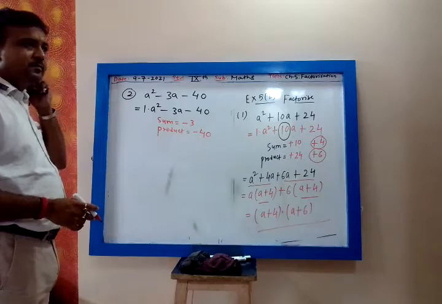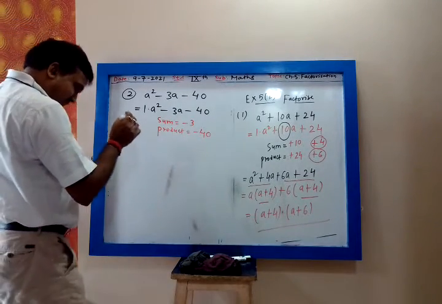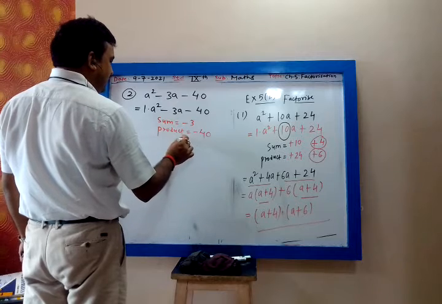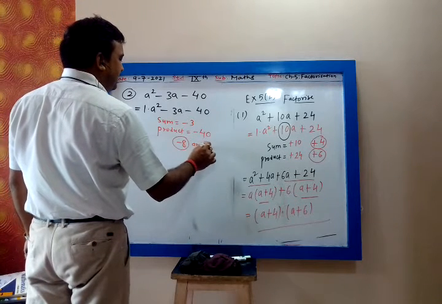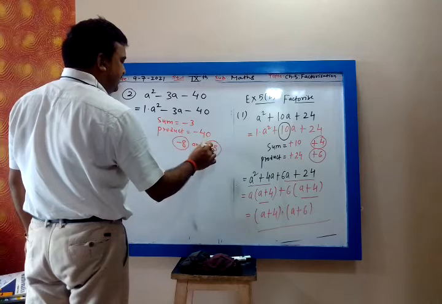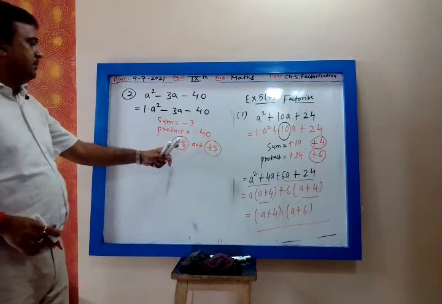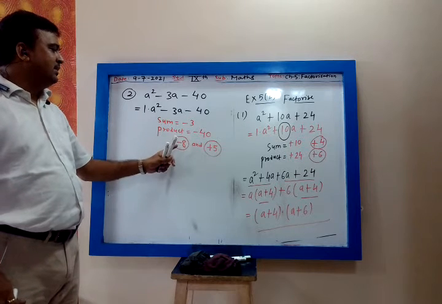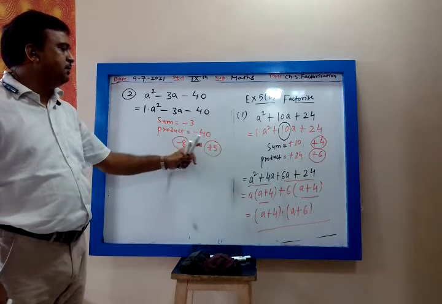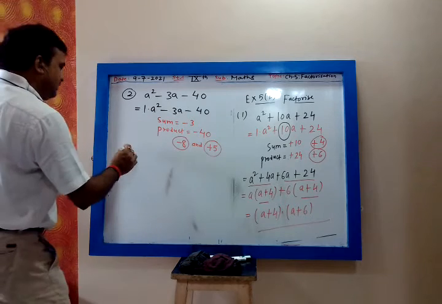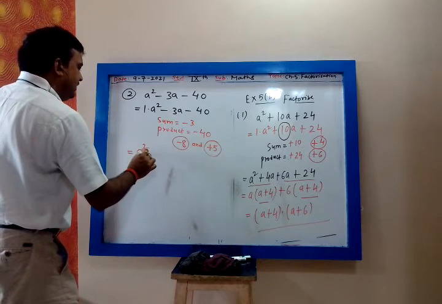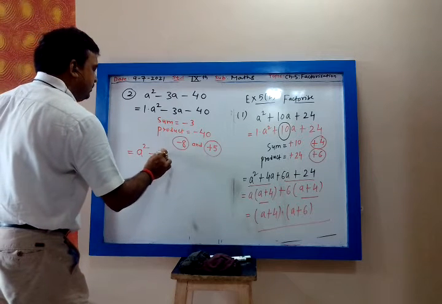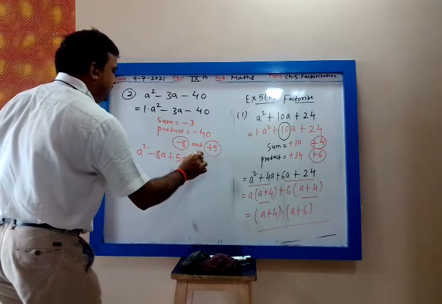Find two numbers whose sum is minus 3 and product is minus 40. So what are the numbers? Minus 8 and plus 5. Minus 8 and plus 5 will give you minus 3. Minus 8 into plus 5 will give you minus 40. So this we write a square. Minus 3a we write minus 8a plus 5a minus 40.